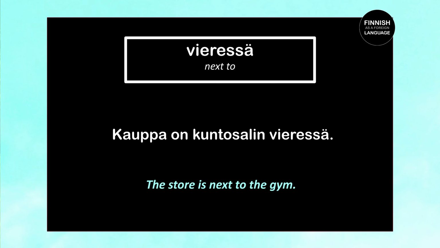Our next one is vieressä, which means next to. For example, kauppa on kuntosalin vieressä means the store is next to the gym. Kauppa means store and kuntosalin is the genitive case of the word kuntosali, which means gym. And it's standing here in the genitive case because it's followed by the postposition vieressä, which means next to. So let's repeat. Kauppa on kuntosalin vieressä. The store is next to the gym.